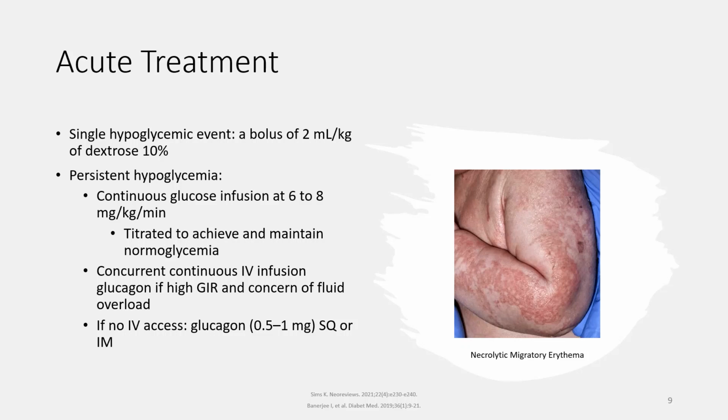Now, if there is no IV access available, then we can give them glucagon 0.5 to 1 milligram subcutaneously or IM. Now, this is all in addition to feeding the baby, of course, but one of the rare side effects of glucagon therapy is necrolytic migratory erythema, as it's shown in the picture on the right. It's typically a rash that spreads with a red irregular border, but it starts to disappear within a day or two after glucagon therapy is stopped.